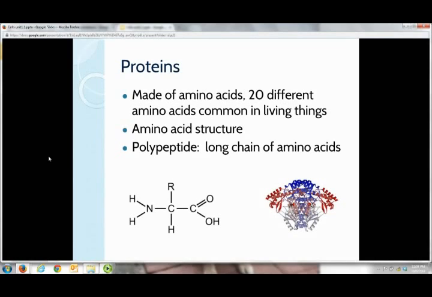Proteins are going to be used to make structures in cells. They're made from 20 different amino acids in various combinations. These are found in all living things. Below you can see an example of what the amino acid structure looks like.